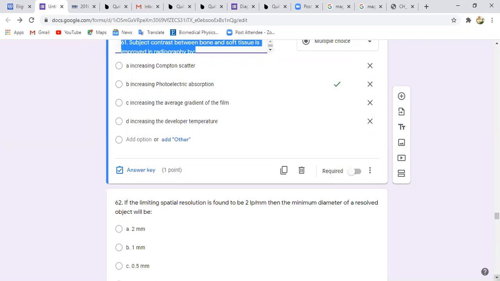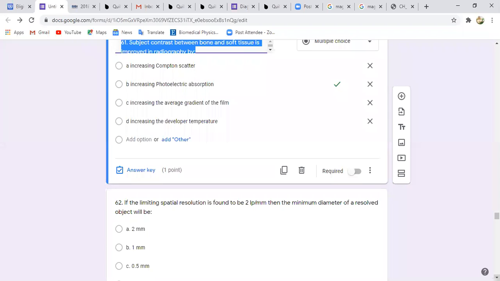I hope we know how to go about this. Line pairs per millimeter is a way of telling us the spatial resolution ability, at times in terms of the MTF of the machine. So we have 2 lines per millimeter. What's the smallest diameter of an object it can resolve? The better the line pairs per millimeter of a machine, the better the spatial resolution.